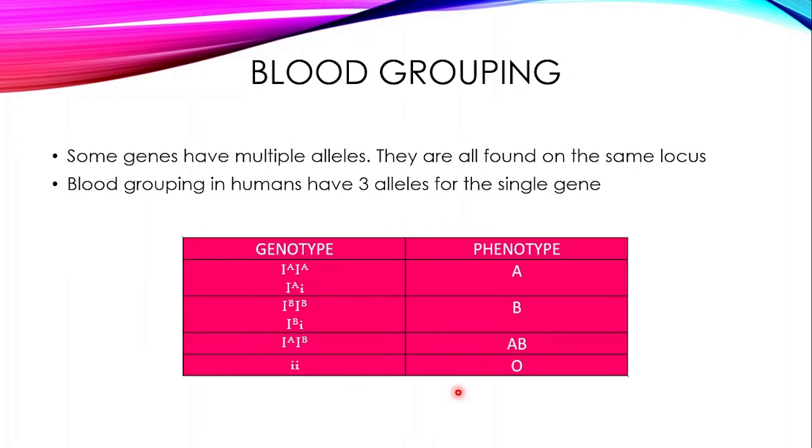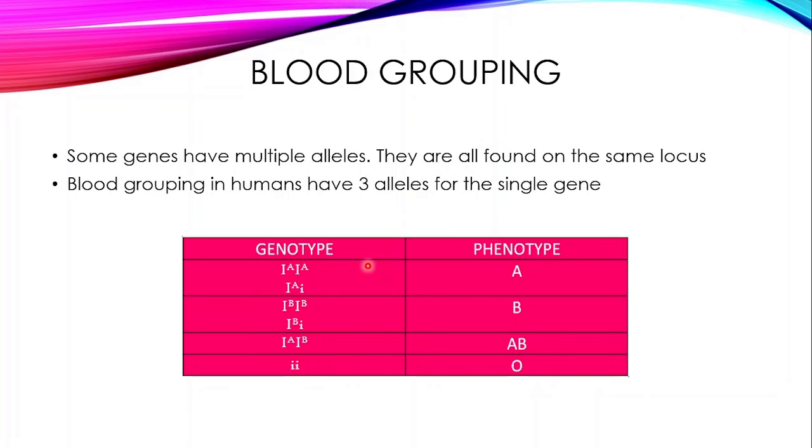Then we get to blood grouping. So some genes have multiple alleles and they are found on the same locus. We discussed the locus in the previous slide. And then blood grouping in humans has 3 alleles for the single gene. So blood grouping is like a gene, and then there's 3 things, A, B, and then the I. So there are 3 alleles.